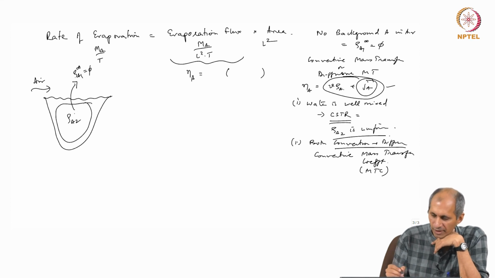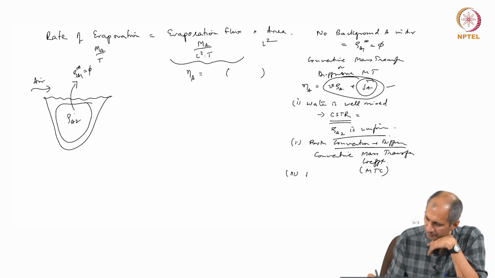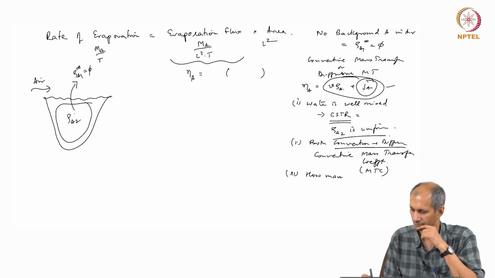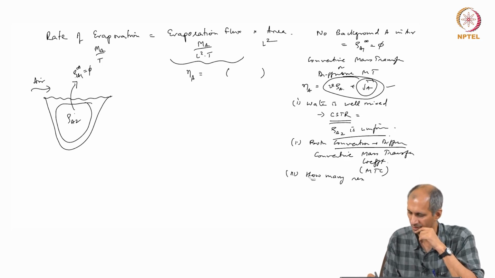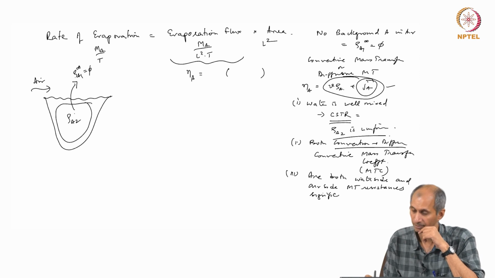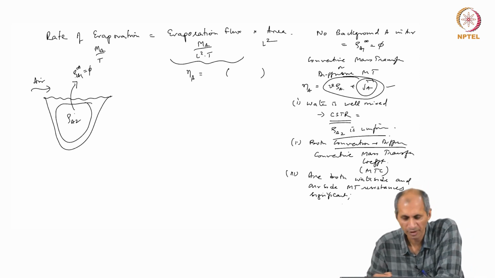So, how many resistances are there? Are both water side and air side mass transfer resistances significant, which means can you neglect any of them? At this point of time you have no reason to neglect either of them.